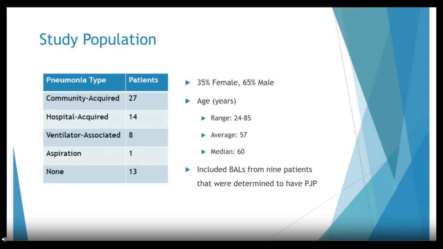Okay, including the study, we had 63 individuals, mostly male, in a fairly wide age range, although they tended to be older. We had a nice mix of community-acquired, hospital-acquired, and ventilator-associated pneumonia, and then a few patients with no pneumonia whatsoever. Also included in this number are 9 patients that were determined to have pneumocystis pneumonia by our standard of care diagnostic algorithm.